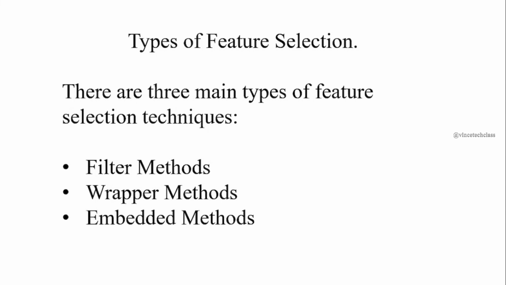Now let's take the last one, embedded methods. Embedded methods, they incorporate feature selection as part of the model training process. They're using built-in feature selection algorithms within the model itself. Examples include LASSO, which is an acronym for least absolute shrinkage and selection operator, and the ridge regression.